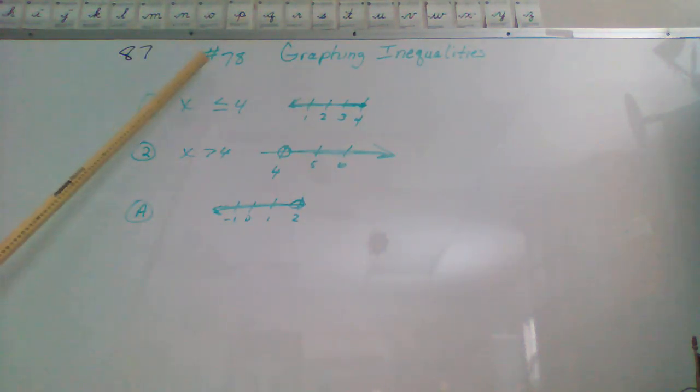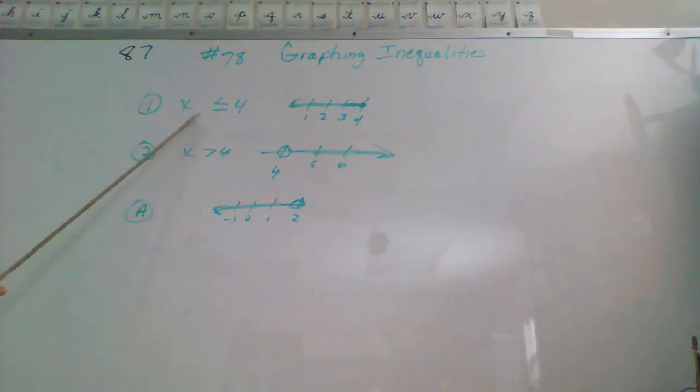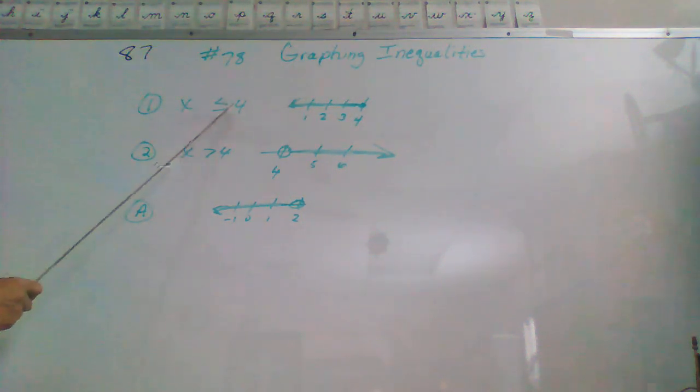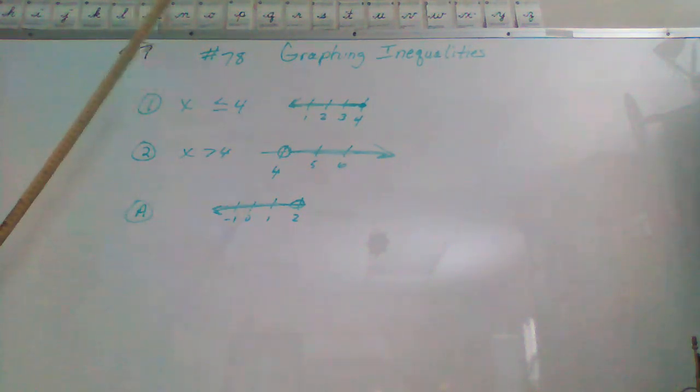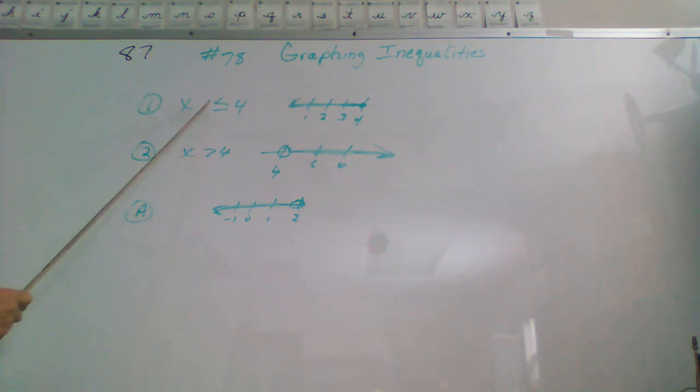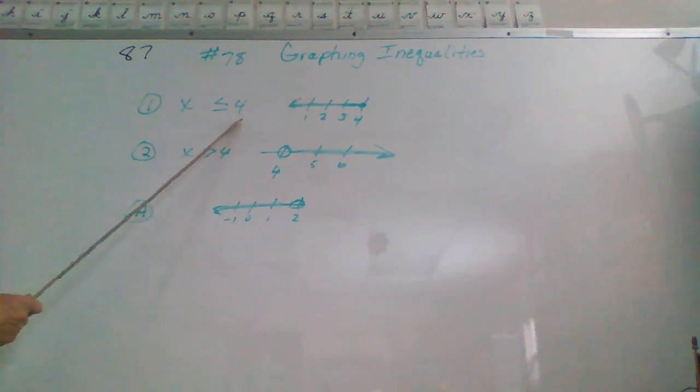Okay, this is lesson 78 on graphing inequalities. They're going to give you an inequality. An inequality means it's greater than, less than, or equal to, whatever it may be. So our first one is x is less than or equal to 4. That line underneath means it's equal to.